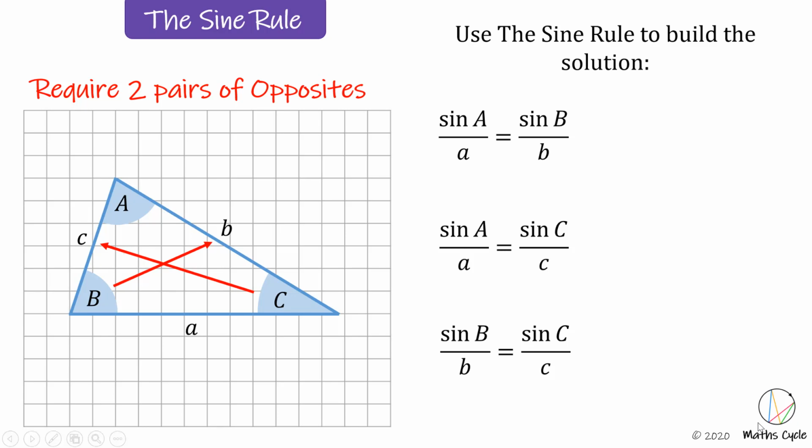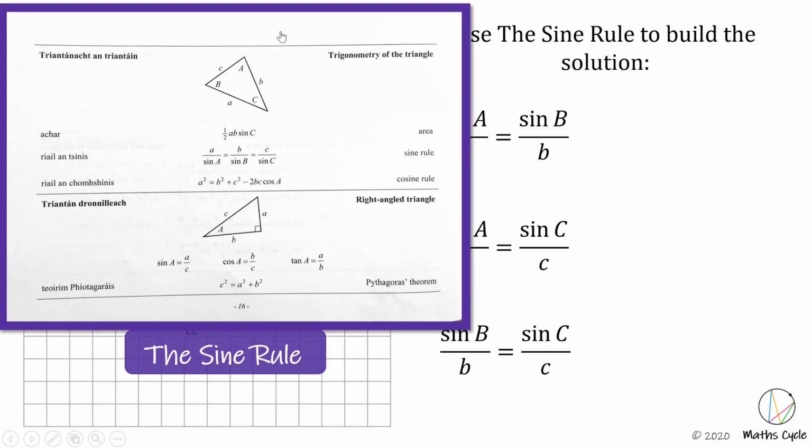Now the sine rule is in your log tables. Looking at your log tables, we can see here that we have the trigonometry of the triangle. And here we have the triangle set up the same way that we just did. So the angle A opposite the side A, angle B opposite the side B, and angle C opposite the side C. And one of the ways we can solve for unknown sides or angles is using the sine rule. You can see it written here. Do you see the way it's laid out here? It's with the three ratios equal to each other.